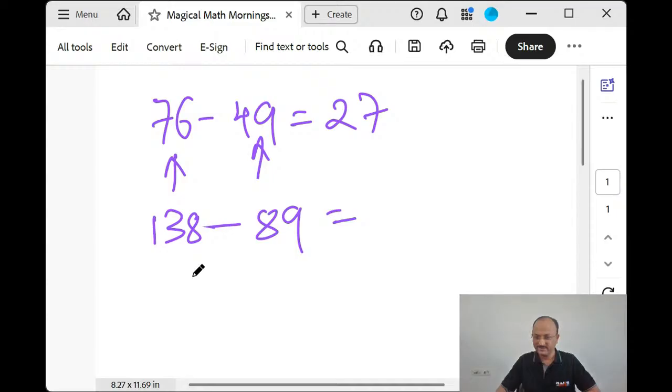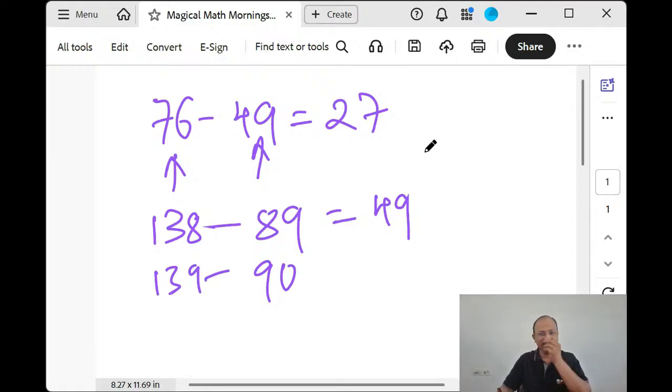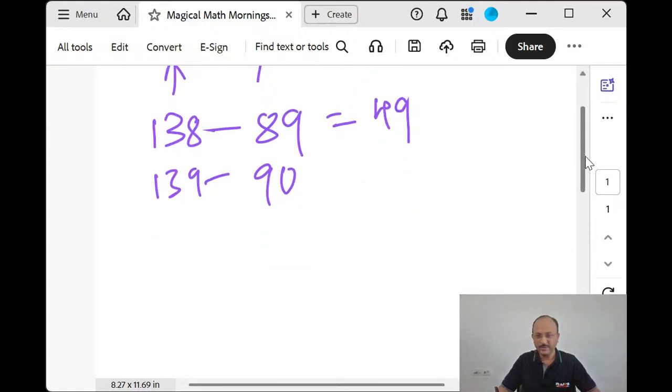Yes, it is 139 minus 90 equivalent, which is nothing but what you typed is right. It is 49. Very simple. Yes. Let's take one more. Maybe for a little further practice, let's take a bigger number.